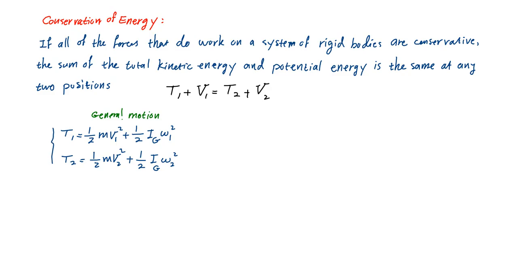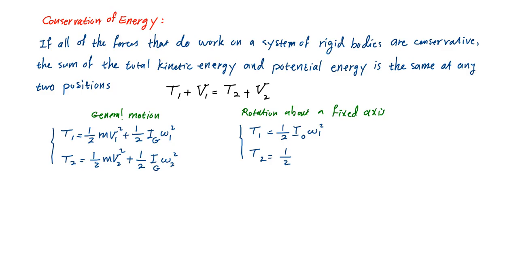Now for rotation about a fixed axis, what we get from here, as we said before, kinetic energy is 1 over 2 I-O, let's say that's the axis of rotation, omega 1 squared, and T2 would be 1 over 2 I-O omega 2 squared.